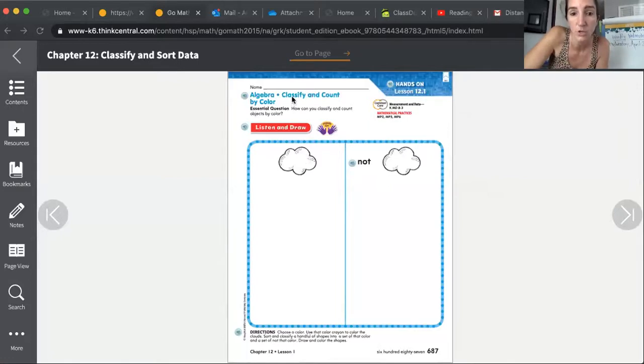So look what it says here. We're classifying and counting by color. So here you put a color, maybe red. You could color that red and not red. So draw things here that are red. Draw things here that are not red. Maybe they're purple, maybe they're green, maybe they're white, okay?